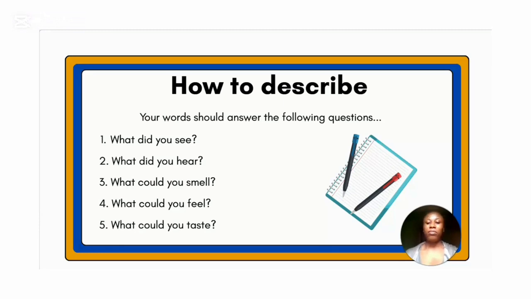Was it bitter? Okay, so this is how to describe objects, people, places. Okay, good. So when you're describing, your words need to answer these questions. You can just pick one object and write every feature of that object. Then use these questions to pick out all the features you need to talk about.